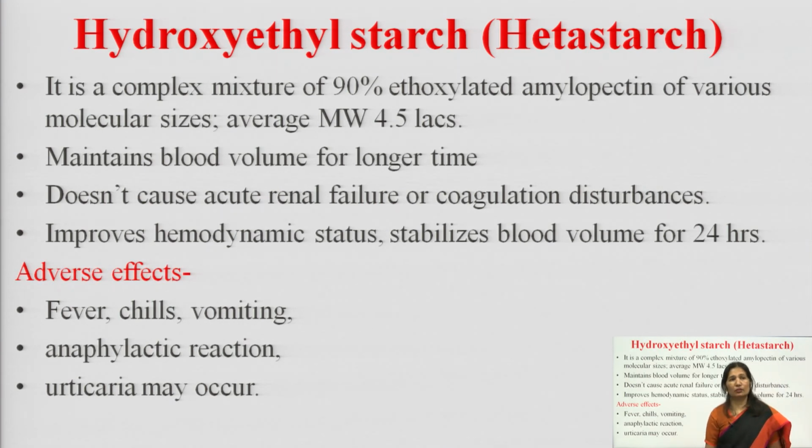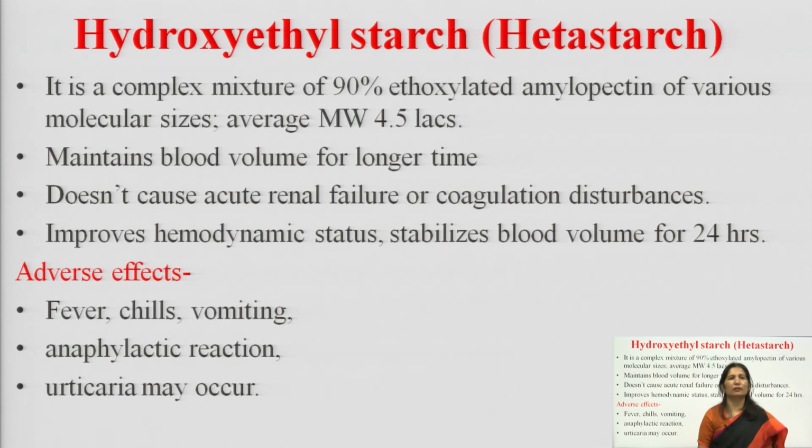Next, another commonly used colloid is HETA starch, that is hydroxyethyl starch. It is a complex mixture of 90% ethoxylated amylopectin of various molecular sizes. Average molecular weight is 4.5 lakhs. It maintains blood volume for a longer time. It does not cause acute renal failure or coagulation disturbances. So, it is a better colloid.